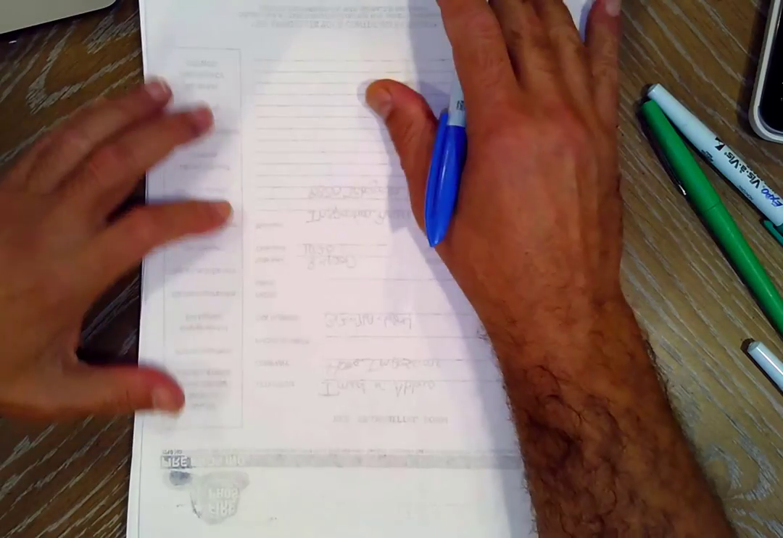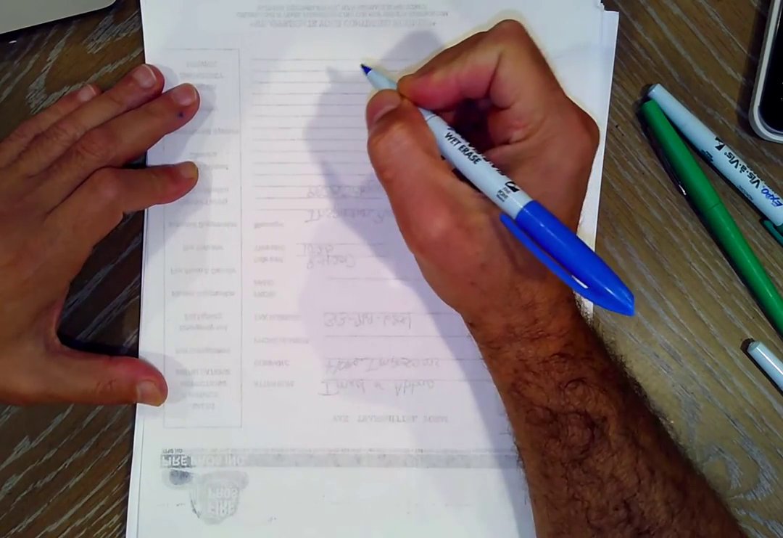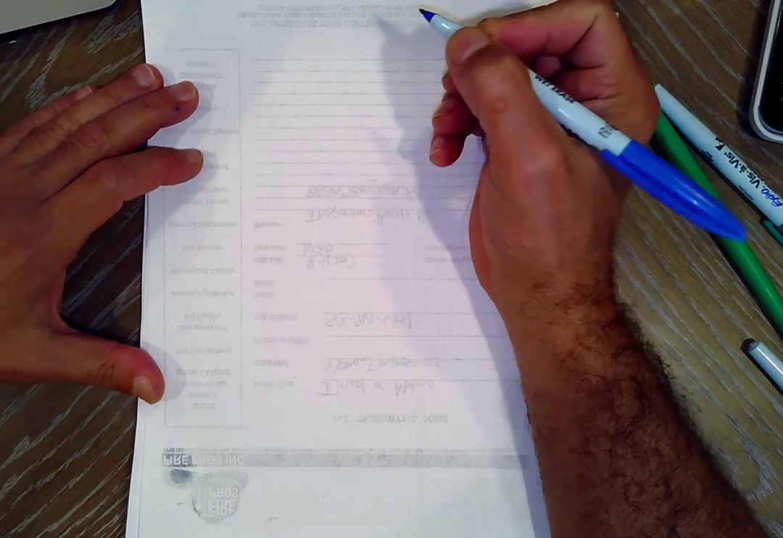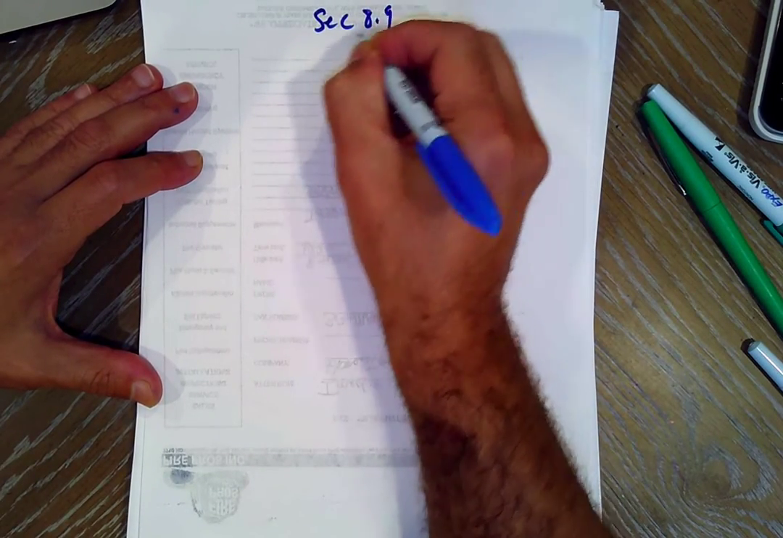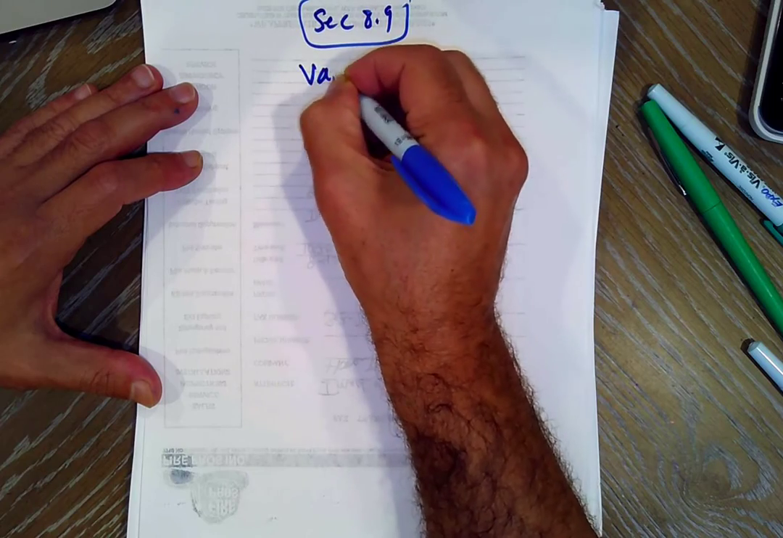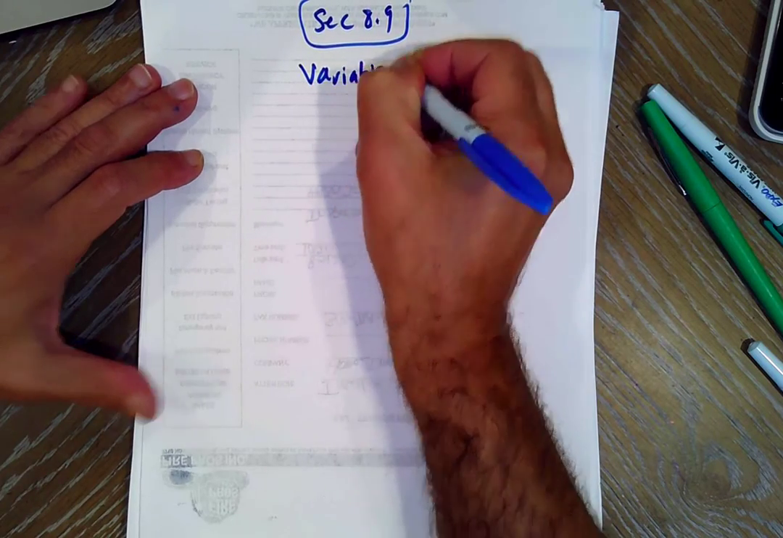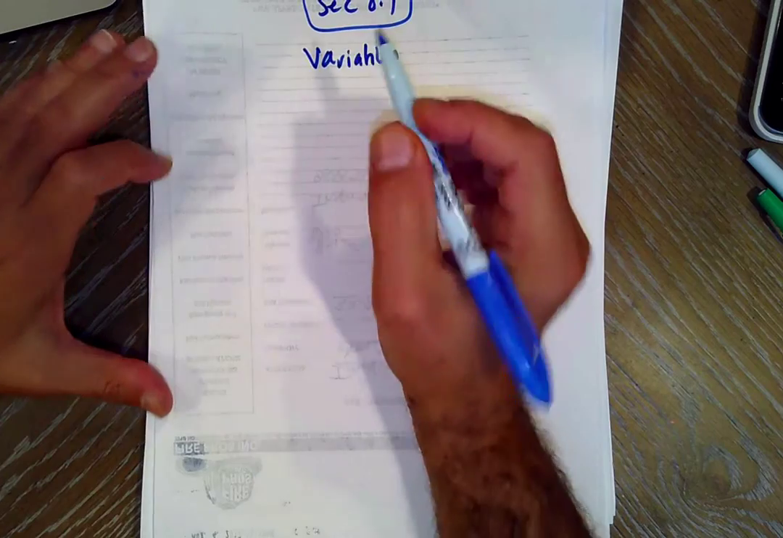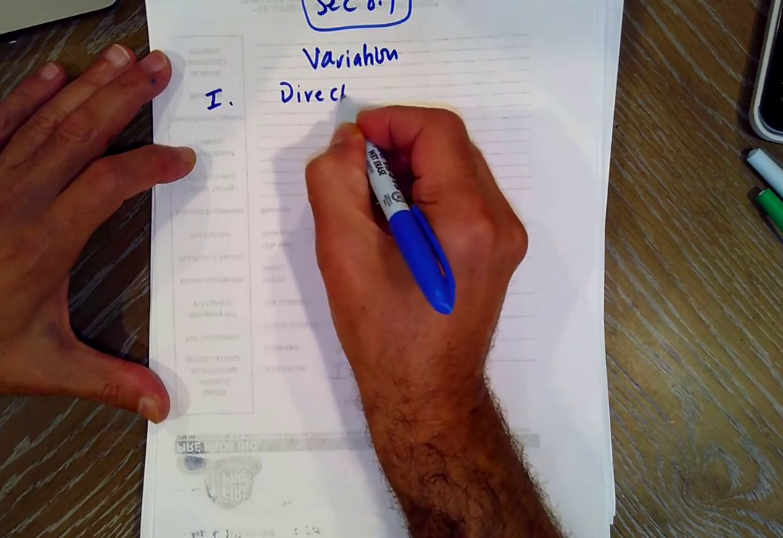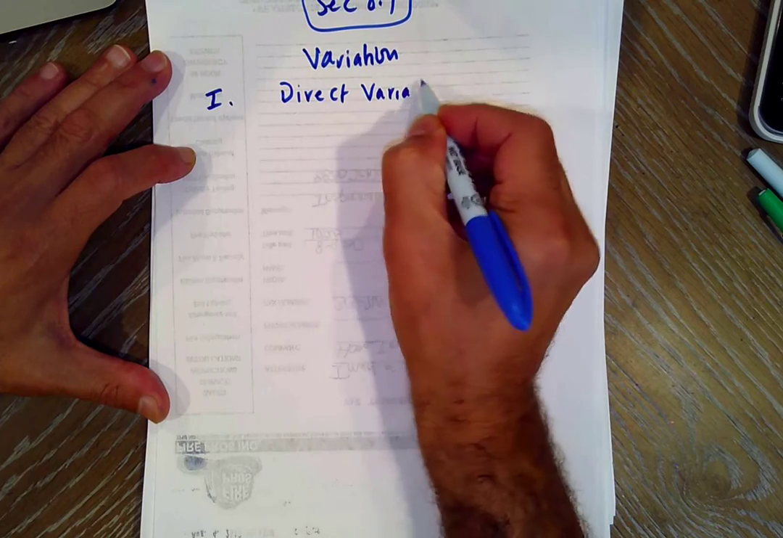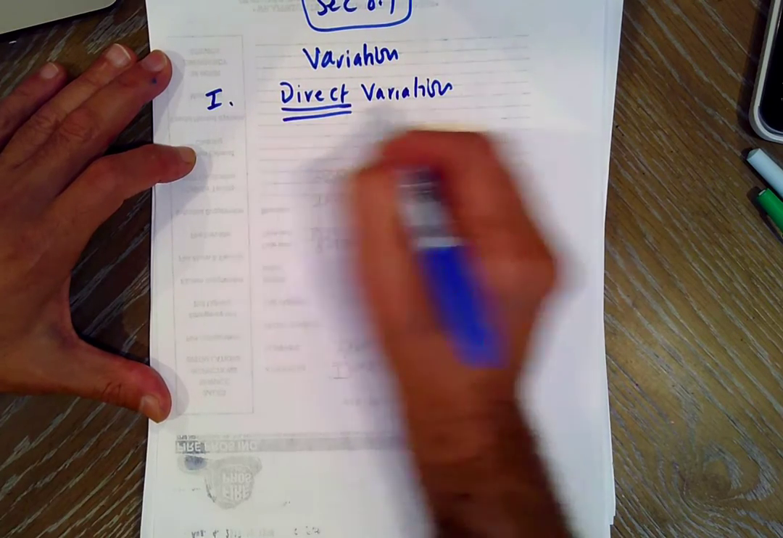All right, so after finishing rational expressions and rational equations in 8.8, I'd like to introduce 8.9, which is about variation. In this short section, we're going to talk about three different kinds of variation. The first one is direct variation. So what does that mean? The key word here is direct.